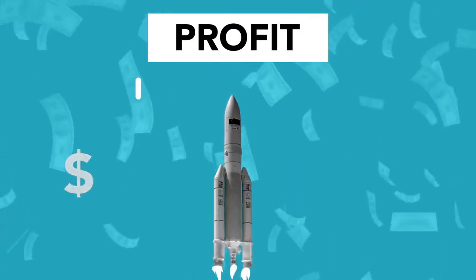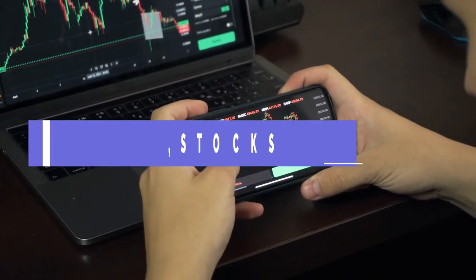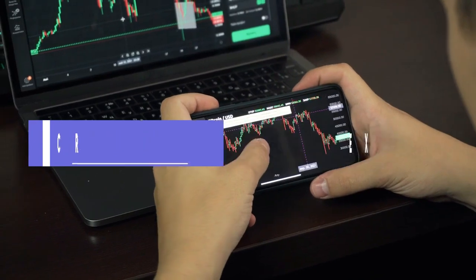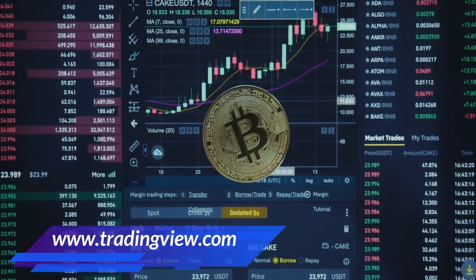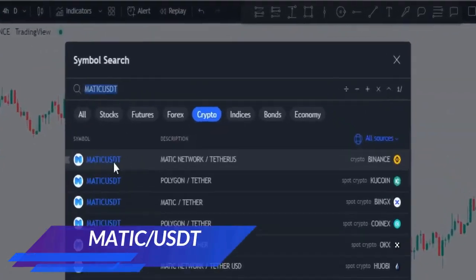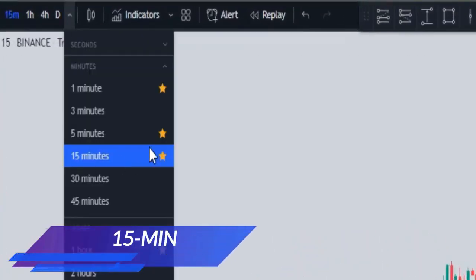If you want to make profit from trading crypto, stocks or forex, you definitely need to learn this strategy. So without further ado, open tradingview.com and choose Matic USDT and set the time frame to 15 minutes.